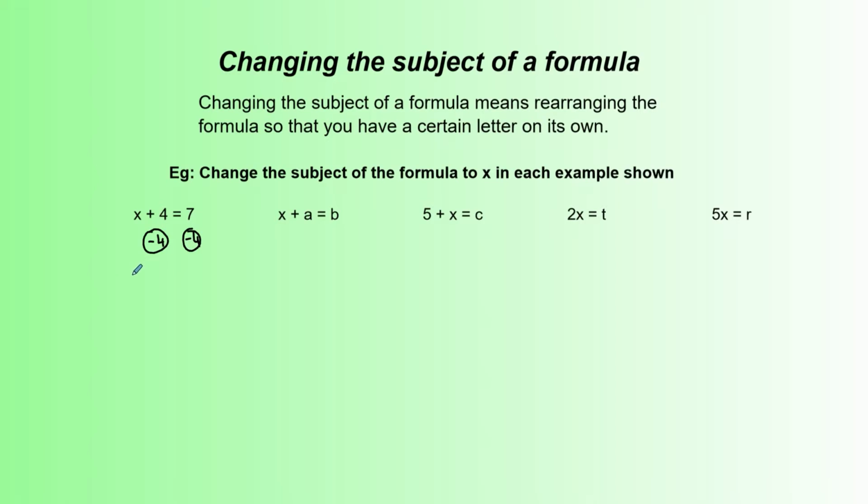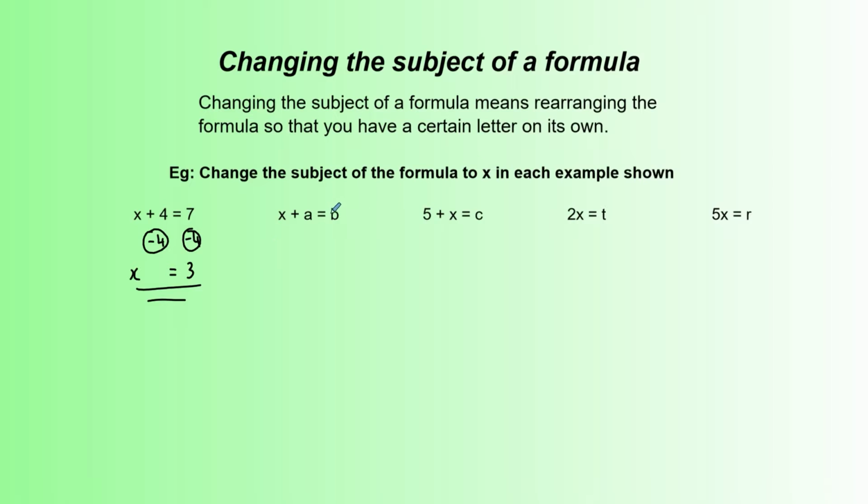If we do that, that's going to leave us an x on the left hand side. 4 take away 4 is 0, so we've got the space here. 7 take away 4 is 3. And that's how we deal with typical equations. Changing the subject of a formula is very similar to that, but the final expression will be different.